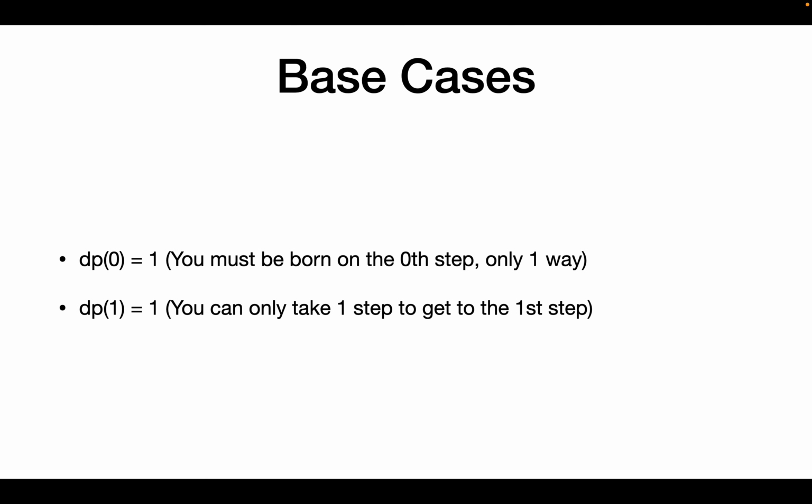So when would this recursion terminate? We have to terminate at our base cases. We can stop when we get to the 0th step, and we know there's only one way to get there. And we can stop when we get to the first step. There's only one way to get there: you can take 1 step.